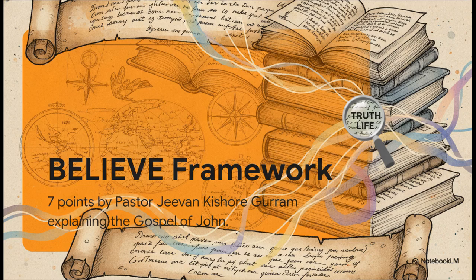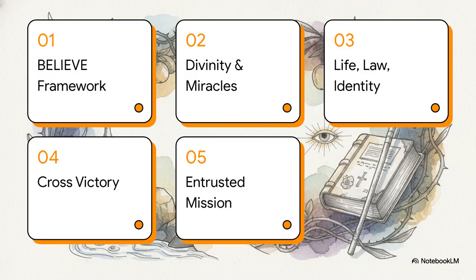So, to make this incredibly dense text a bit more accessible, Pastor Gurram uses this really effective mnemonic device. It's the English word believe. It's basically a 7-point acrostic that's designed to structure the core theological themes woven all throughout the text. We're going to unpack this framework letter by letter today and see exactly how it functions as a sort of roadmap.